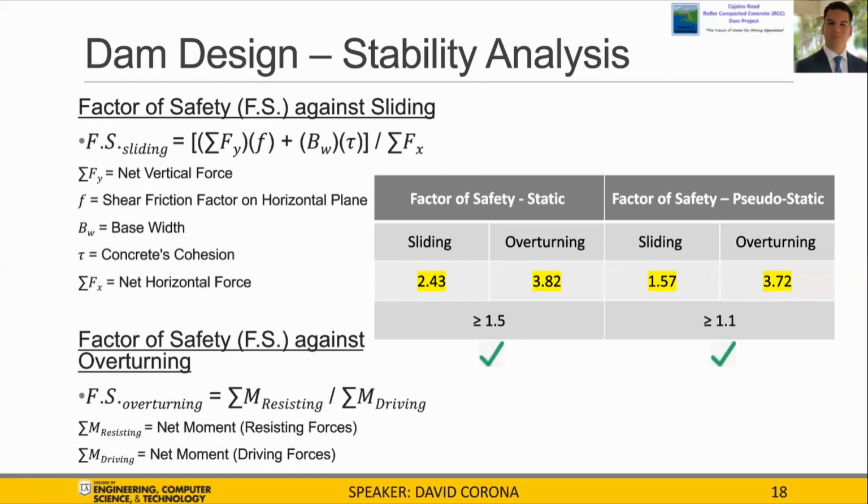was performed, and the resulting factors of safety demonstrated that the dam's weight was sufficient to maintain stability within desirable dimensions. Under static forces, the factors of safety resulted to 2.43 against sliding and 3.82 against overturning. Under pseudostatic forces, the factors of safety resulted to 1.57 against sliding and 3.72 against overturning.